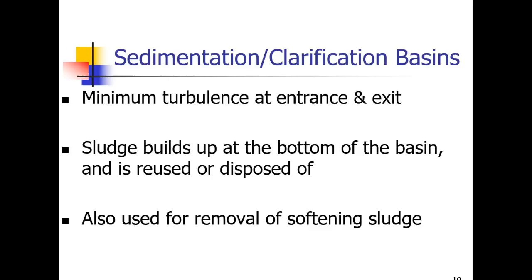Sludge builds up at the bottom of the basin and is reused or disposed of. The majority of the time, it's disposed of. Technically, they can reuse the alum that we've used in our coagulation process, but on the other hand, that normally is not done in today's day and age. It's also used for the removal of softening sludge.